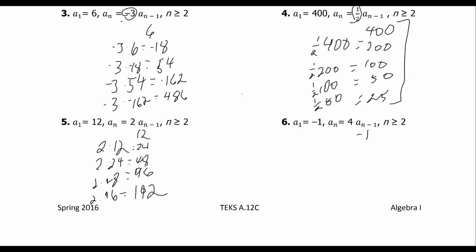Alright, last one on this side. We have negative 1. And then that's going to be 4 times negative 1, which is negative 4. 4 times negative 4 equals negative 16. 4 times negative 16 equals negative 64. 4 times negative 64 equals negative 256. And this side is finished.